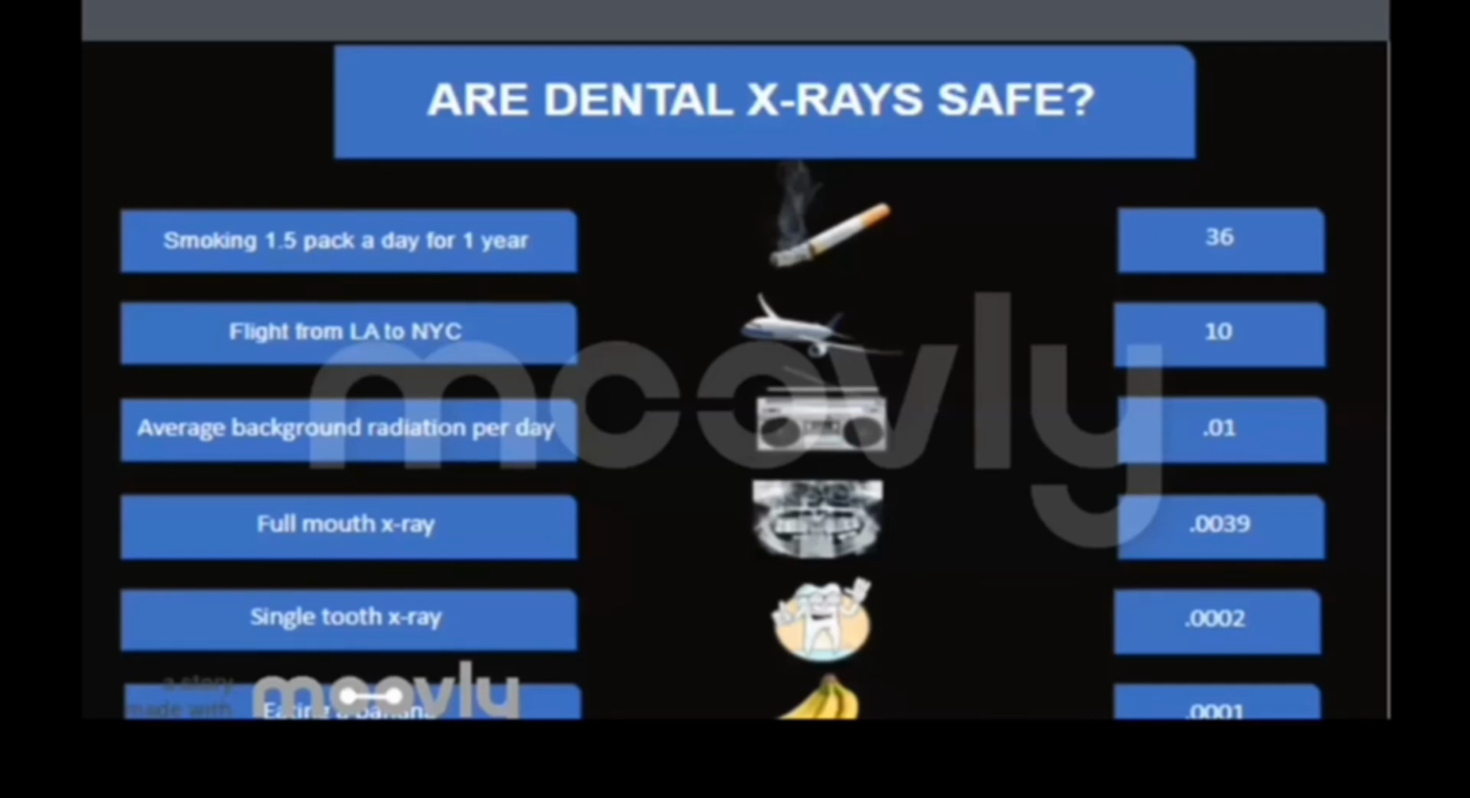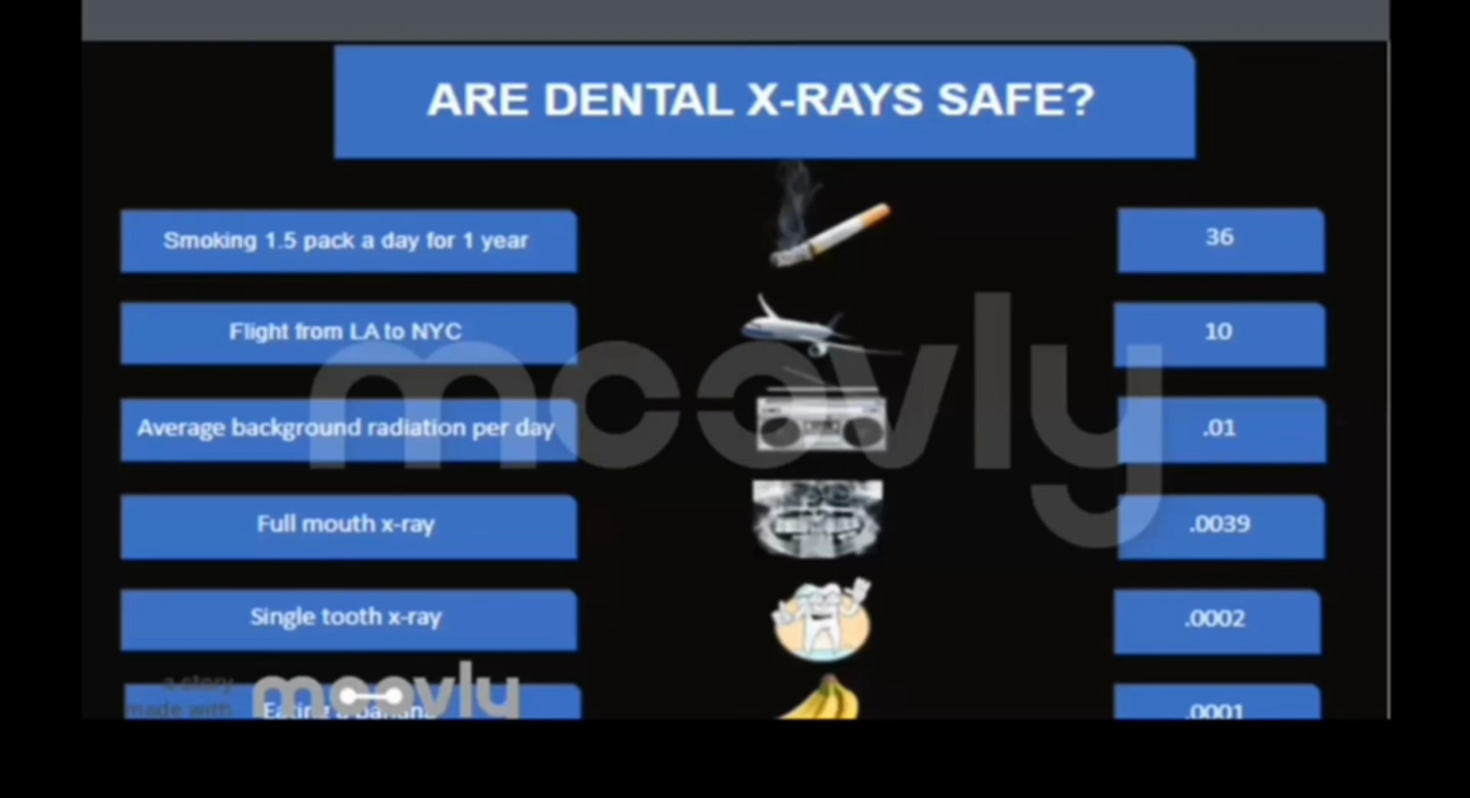Anytime images are taken, the ALARA principle is used and protective measures are taken. Fortunately, digital x-rays use drastically low levels of radiation, making them even safer than the background radiation we're exposed to on a day-to-day basis.